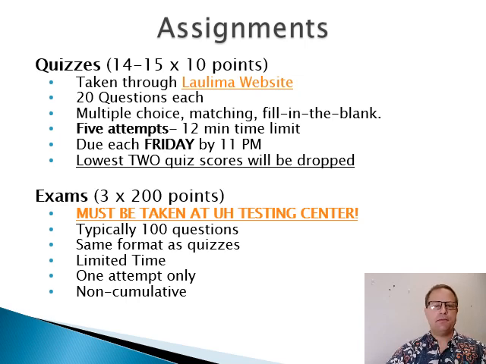Okay, exams must be taken at a UH testing center. These are worth the bulk of the points in the class, so they're worth 200 points apiece, and they have to be taken at a UH testing center. Typically I give you 2 hours to complete 100 questions, which are multiple choice, fill in the blank, etc. Some of these questions will come from the previous quiz pools, so it's to your advantage to really study the quizzes that you've already taken and make sure you know the answers to the questions that you got wrong.